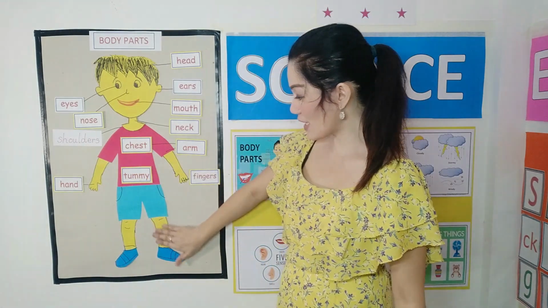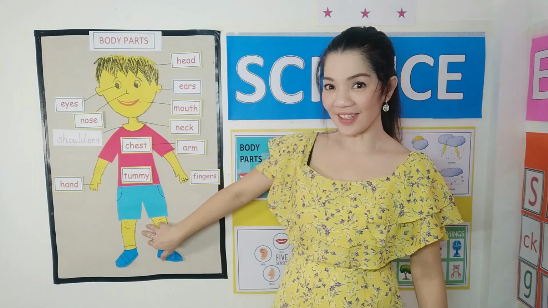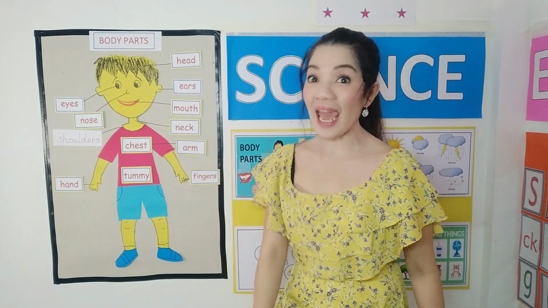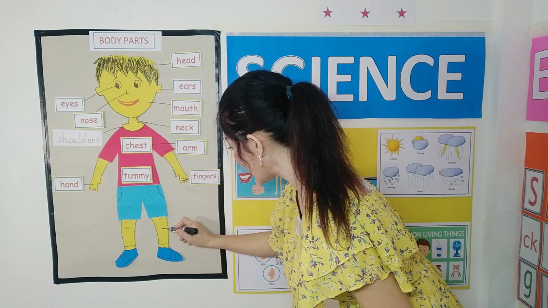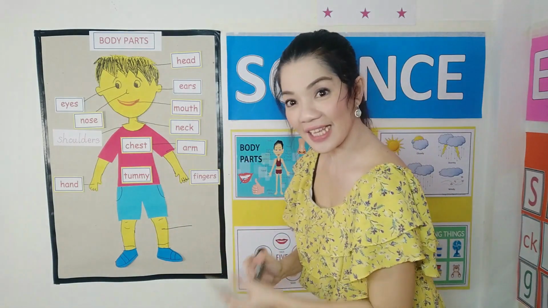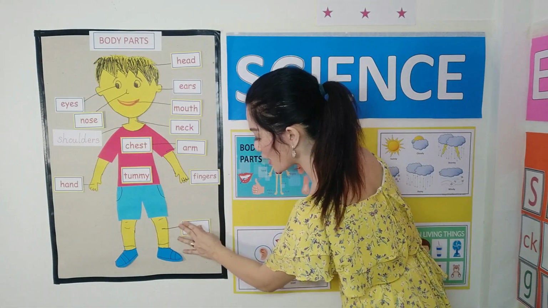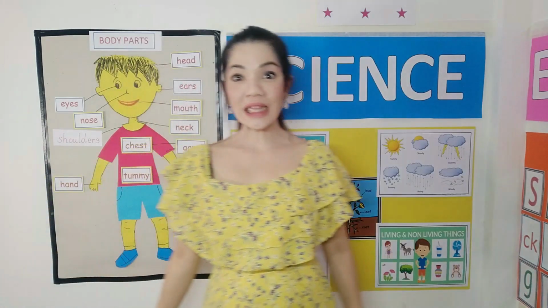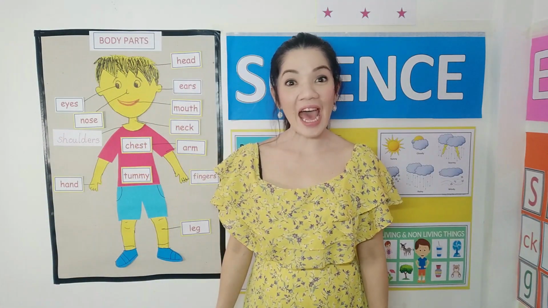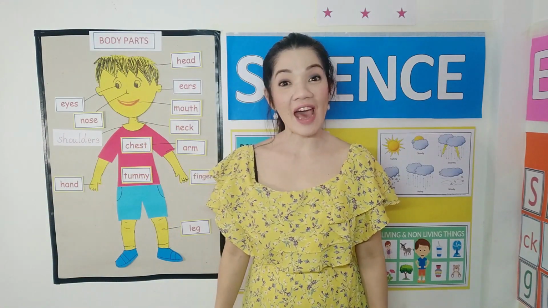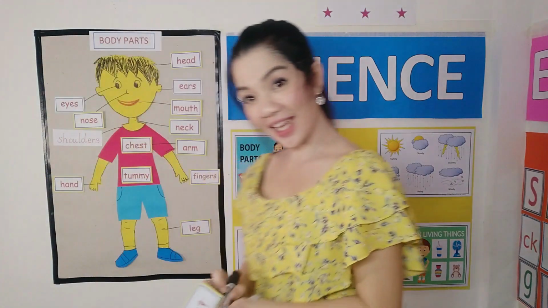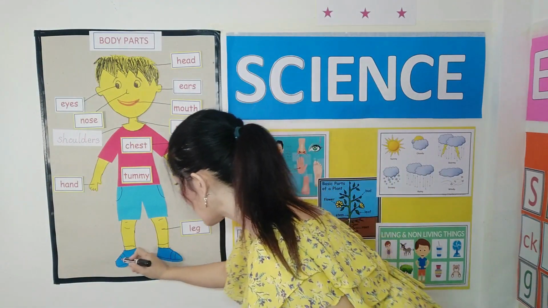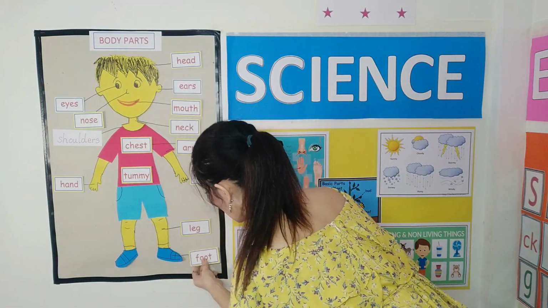Okay, next, let's go on to the lower part of our body. First, we have these two. What do we call them? Say legs. Legs. Now, let's label it like this and stick the word leg. Below the leg, we have feet. We have feet. And then we are going to label one foot. Okay? Here, this is the foot.